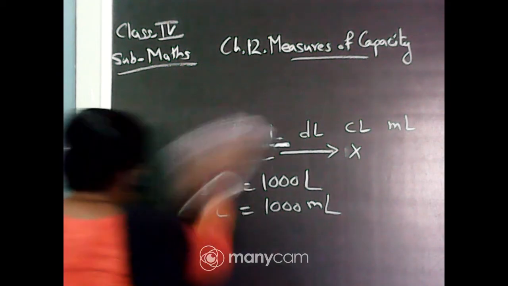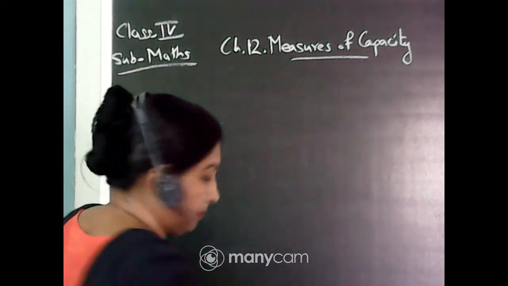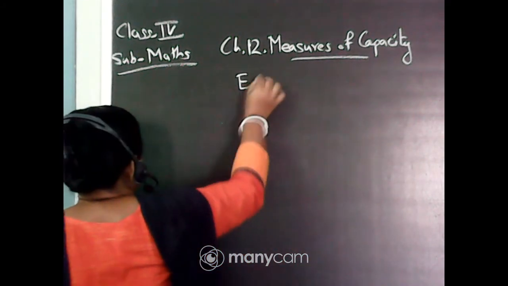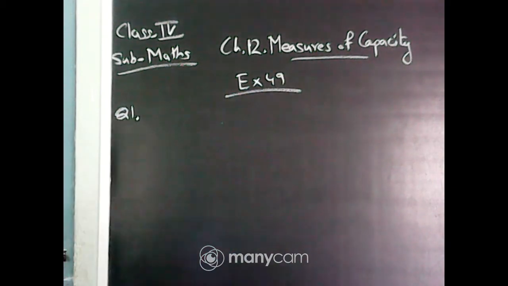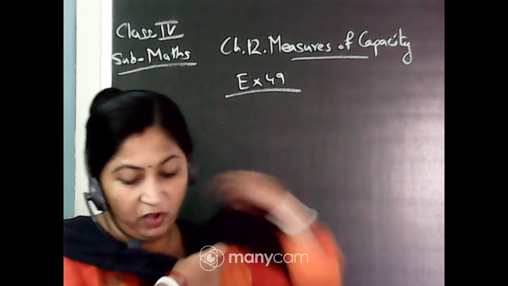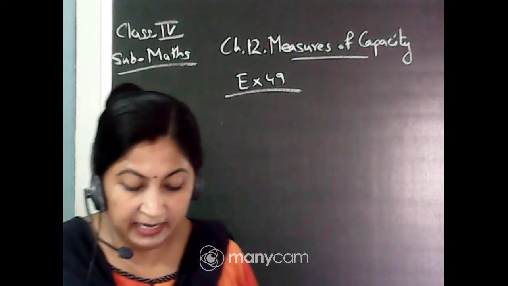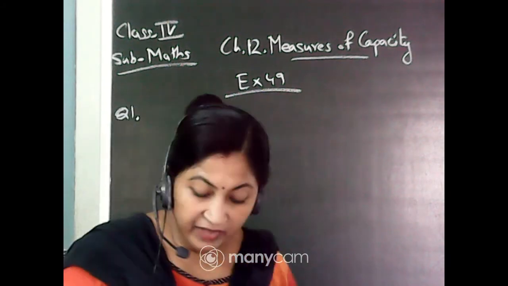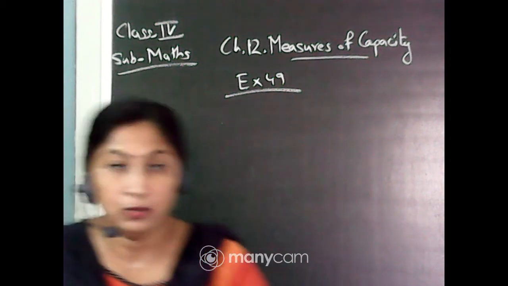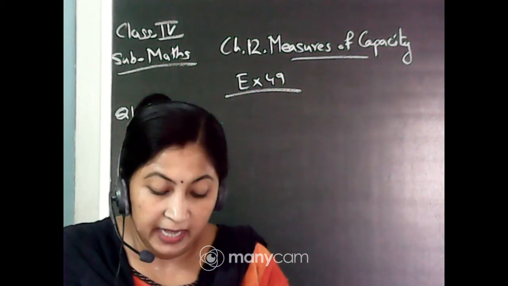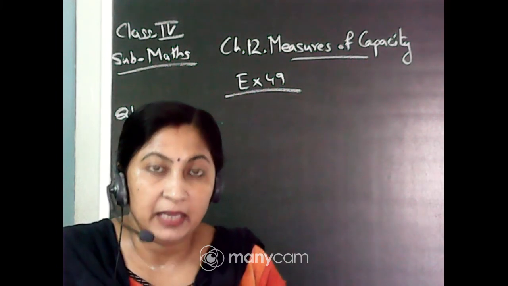Now we will start exercise 49. Question number 1 is convert each of the following into liters. It is given in kiloliters. You have to convert in liters. It is very easy. What you will do? 1 kiloliter is equals to 1000 liter, and here it is given 8 kiloliter. That means 8 into 1000, it will be 8000.